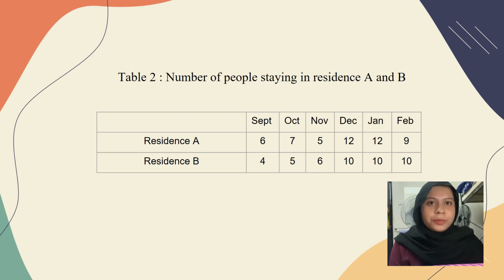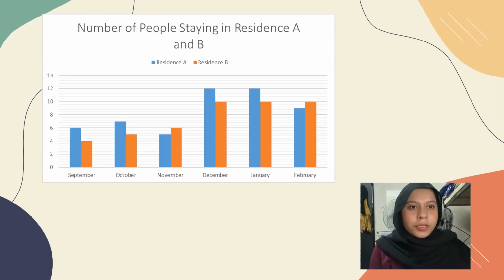Table 2 shows the number of people staying in residence A and B. This table can be related to table 1 because electricity usage can be affected by the number of people staying in these 2 houses. For table 2, we use the same chart. It is a bar graph to show the number of people staying in residence A and B.